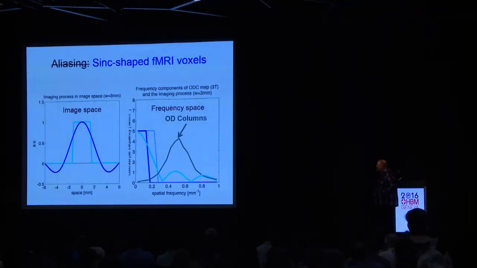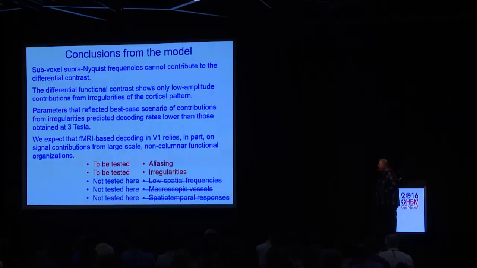Superimposed is the power spectrum of ocular dominance columns. We see that fMRI sampling with 3 by 3 by 3 millimeter voxels can be sensitive only to the low tail of the frequency spectrum, very low frequencies in the ocular dominance map. If the voxel was rectangle-like in the image domain, then aliasing could be possible. But with K-space sampling, aliasing is not possible. We addressed questions about aliasing and irregularities by ruling out contributions of aliasing and concluding that contributions from fine-scale irregularities are small, if any.